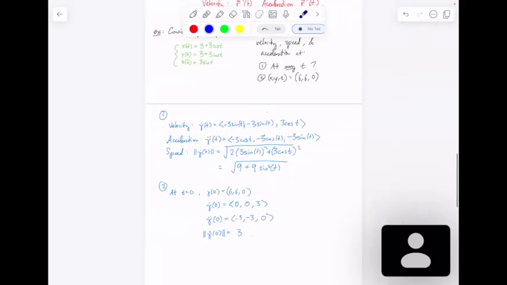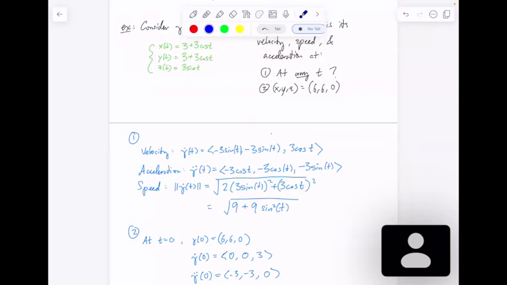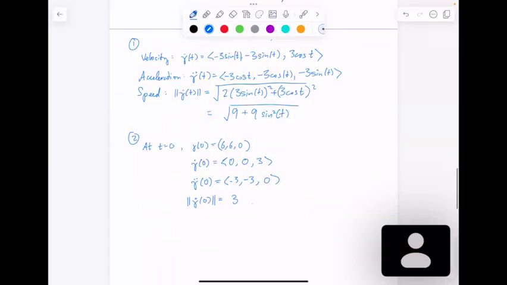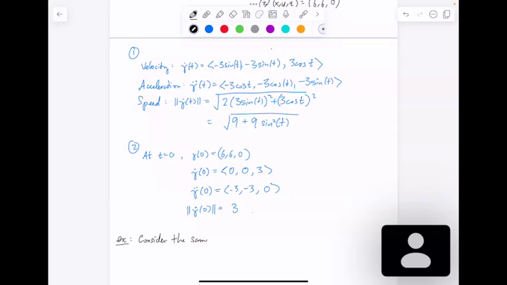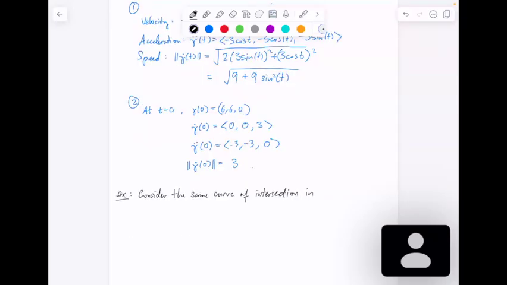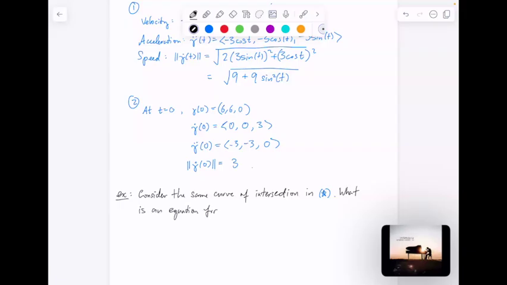So far I've given you just the raw quantities of velocity, acceleration, and speed, but I claimed earlier on that you could find a tangent line from these calculations. So here's the next example. Let's consider the same curve of intersection as before, the one above. What is an equation for the line tangent to gamma, which is our curve above, at (6, 6, 0)?